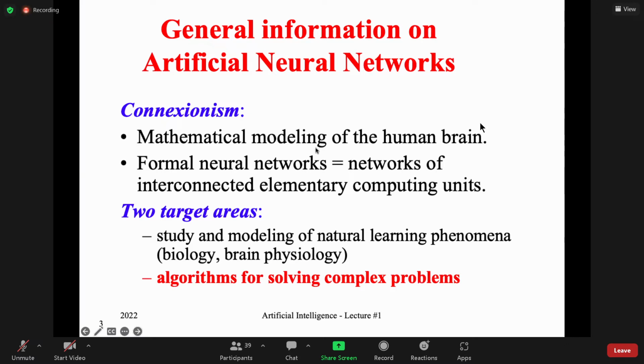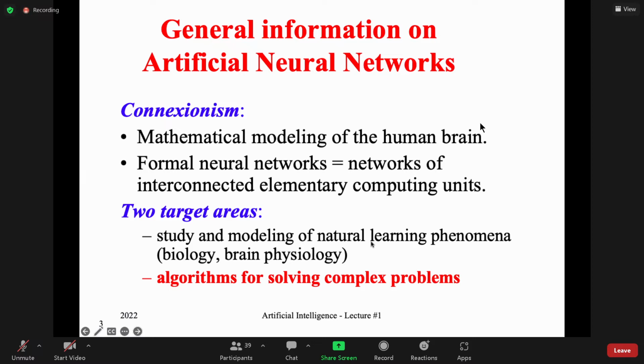So it's the mathematical modeling of the human brain. And the scientific word for that is connectionism. Connectionism means that we have all the neurons connected all together. Okay? And that is what I explained here.